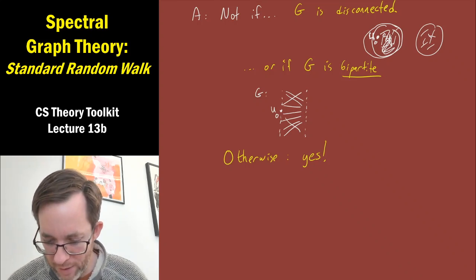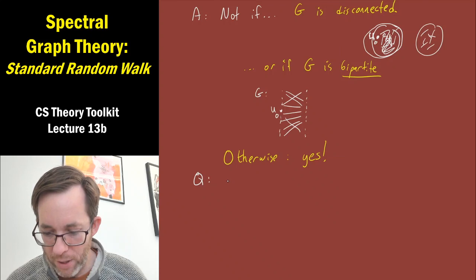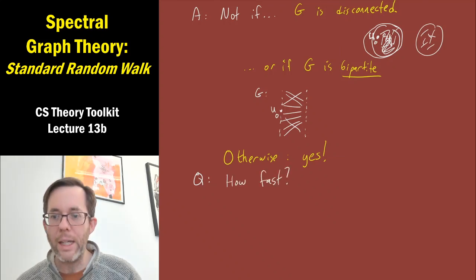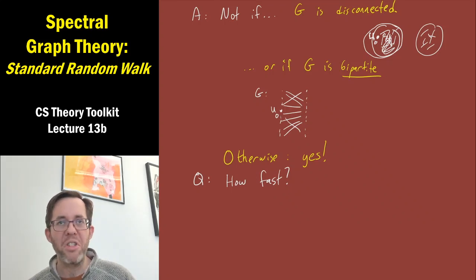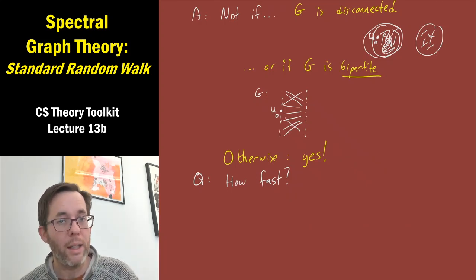And so the second question we might ask here is, when the answer is yes, you have a connected non-bipartite graph, how fast? How many steps do you need? How big should t be if you want to get epsilon close, in some sense, to the limiting invariant distribution pi?